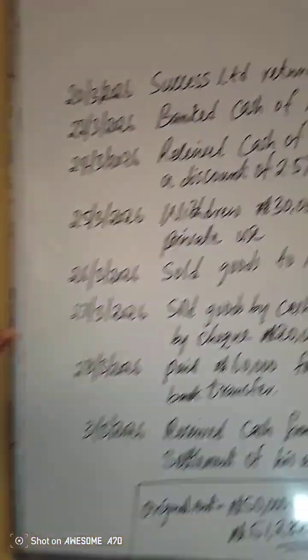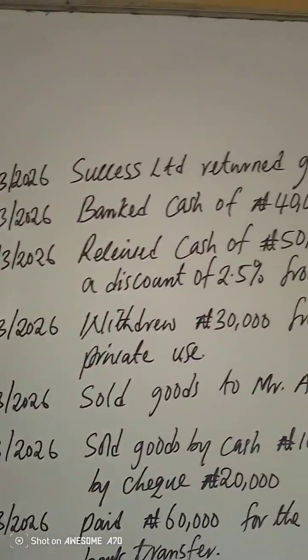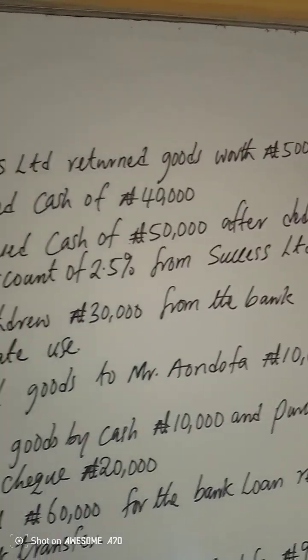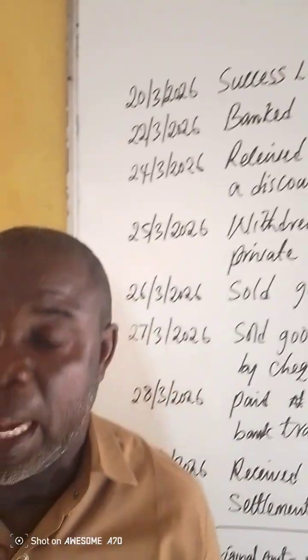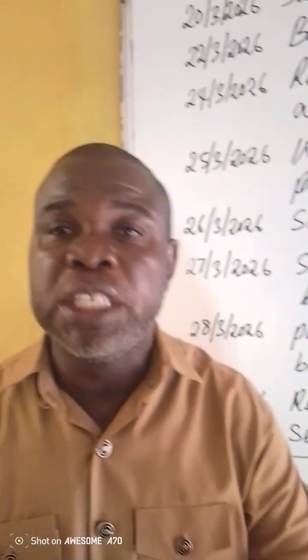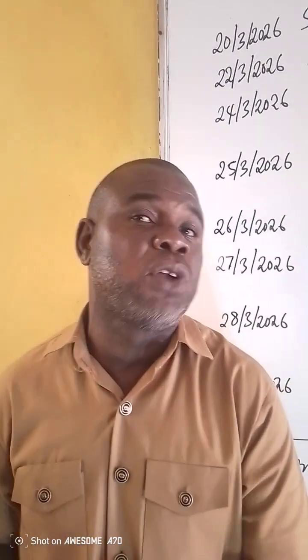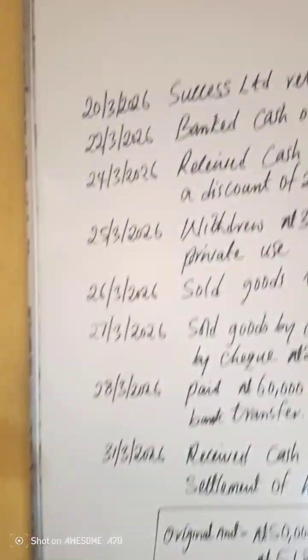Let's continue. On the 20th of March 2026, Success Limited returned goods worth 5,000. Mind you, here this transaction will not be recorded in the cash book. Why? Because it is goods that are being returned, not cash. Therefore, the transaction should not be recorded in the cash book.